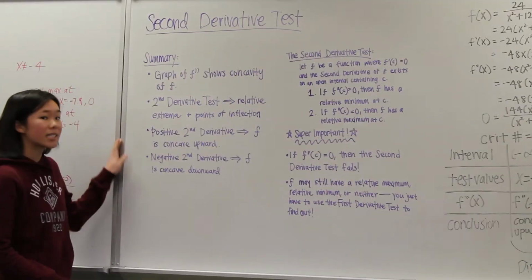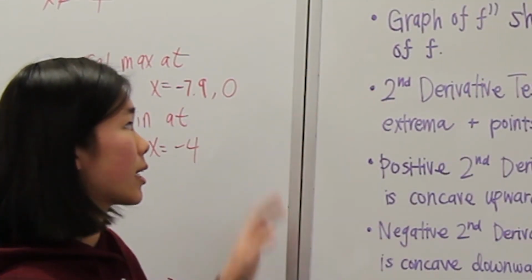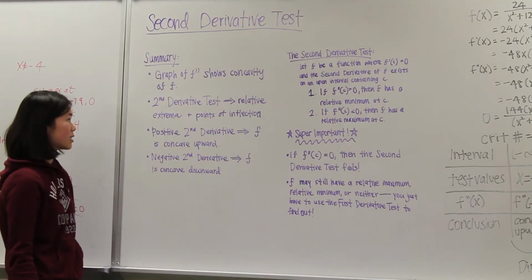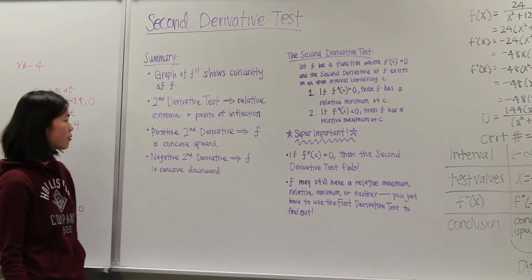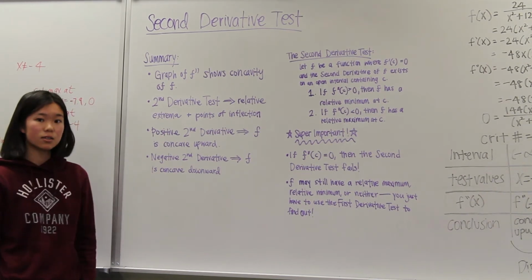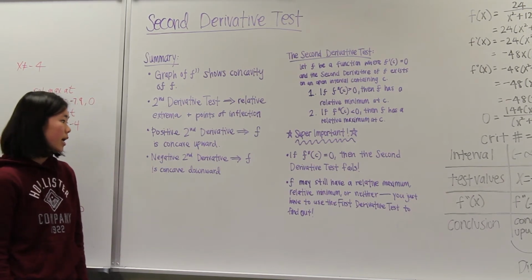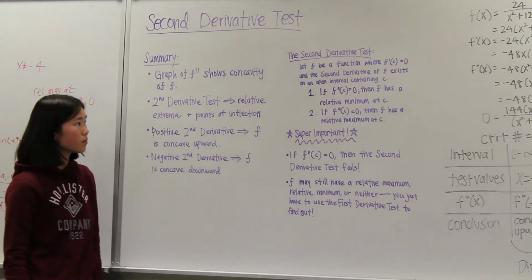So a summary of the second derivative test. The graph of the second derivative of f shows the concavity of f. The purpose of the second derivative test is to find the relative extrema and the points of inflection of the graph of f. If there's a positive second derivative, then the graph of f is concave upward. And if there's a negative second derivative, then the graph of f is concave downward.